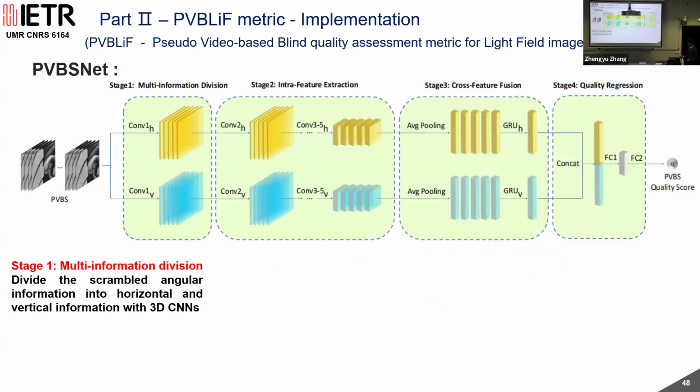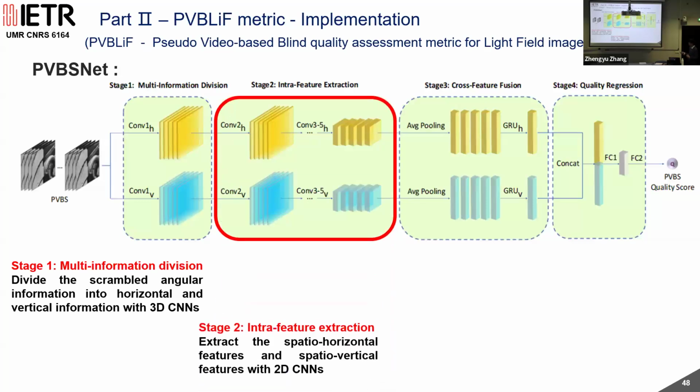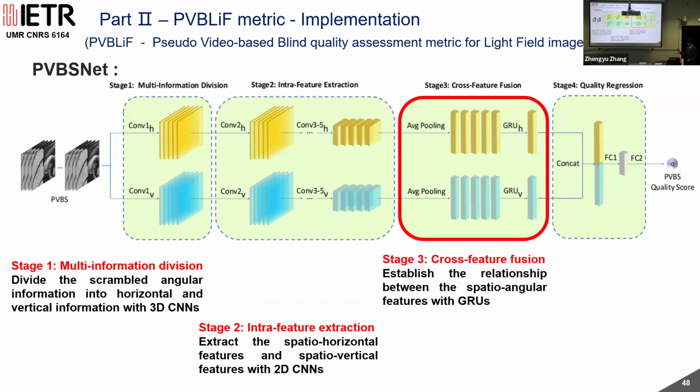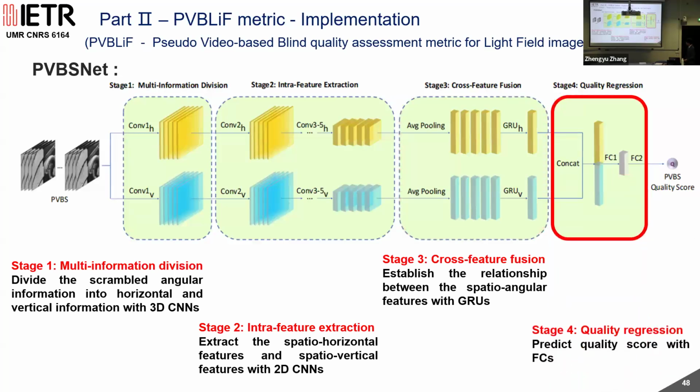And then the second stage is to extract the spatial horizontal features and spatial vertical features with 2D CNNs. Actually, this stage aims just to get deeper features. And next, the third stage establishes the relationship between these spatial angular features using the GRUs. And this stage is to build the features from different rows and different columns. And finally, in the final stage, we use the fully connected layer to predict the quality of each patch.